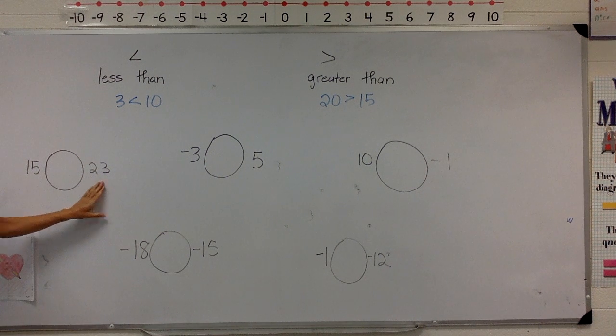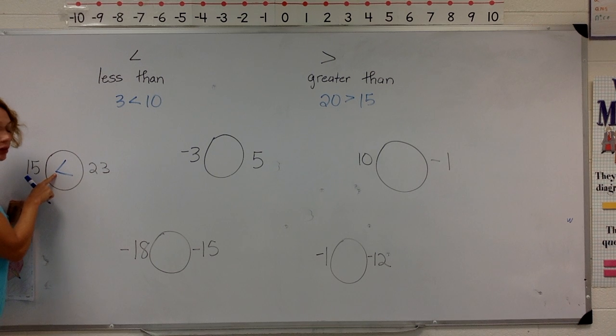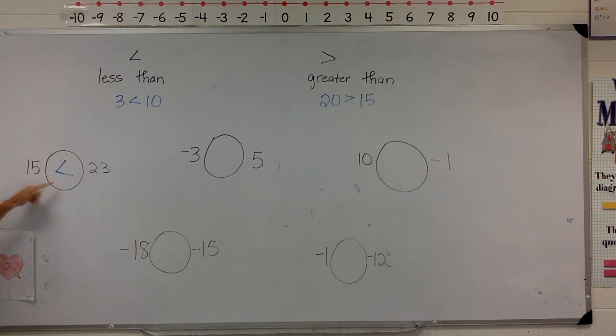So if I look at 15 and 23, I know that 15 is smaller than 23 because 15 is to the left of 23 on the number line. And I'm always going to use that inequality and point it to the smaller value of the two numbers that are being compared. So I would read this as 15 is less than 23.